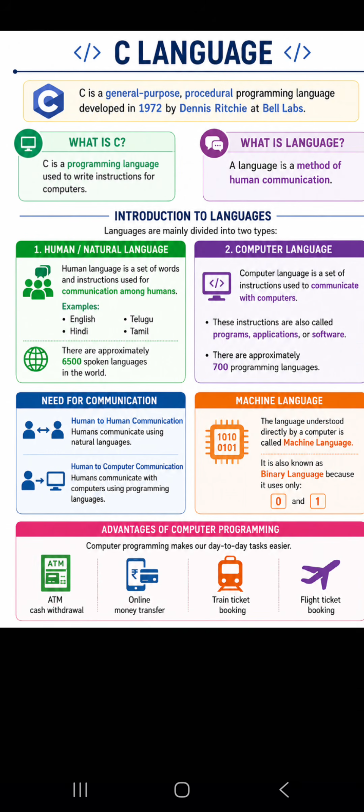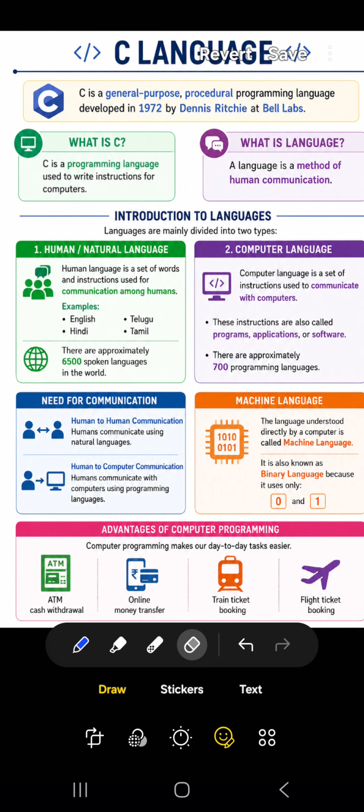Okay. And then what are the advantages of computer programming? Computer programming makes our tasks very easy. That means it makes our day-to-day tasks easier. For example, in an ATM, if you want to withdraw cash, there is a specific program behind it. For such cases, there is a need for computer programming, and also for online money transfer, train ticket booking, and flight ticket booking. For such things, you need computer programming.